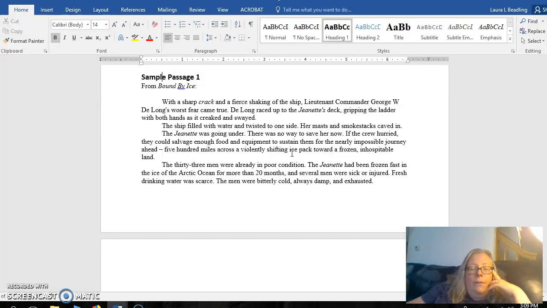All right, so that's the first sample passage here. And you can see several of the principles that we've talked about at work here.